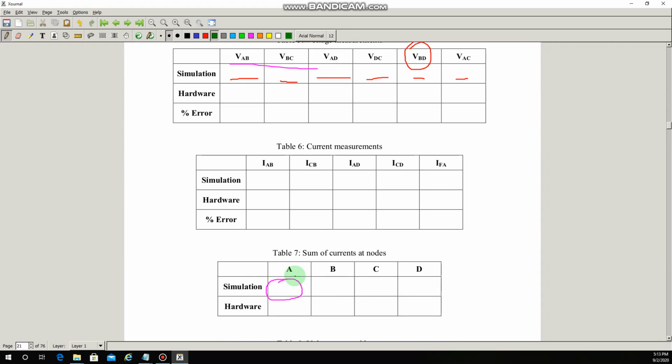Okay guys, so now we have this table number 7, and as I said, at node A we have to identify all of the currents that are either leaving or reaching the node A. Once we identify them, we add them and we will show that the sum is actually 0. So let's now move forward to the description of the hardware experiment.